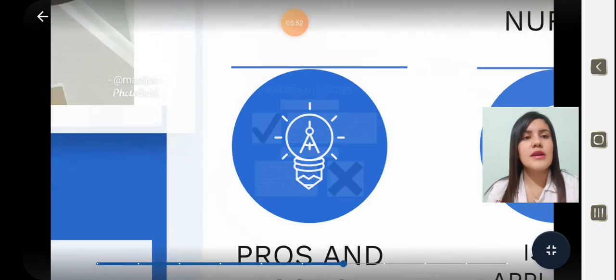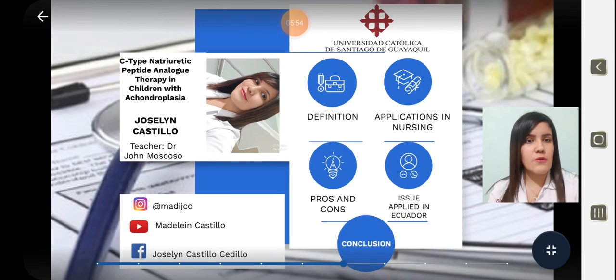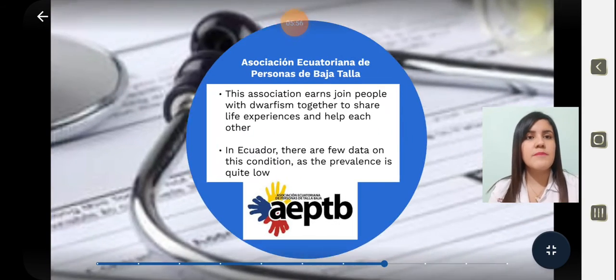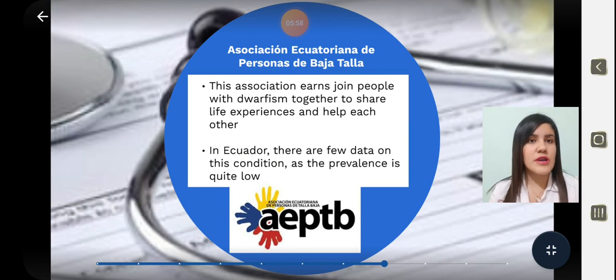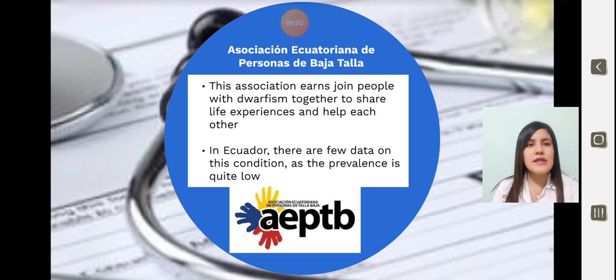Application in Ecuador. In Ecuador exists the Asociación Ecuatoriana de Personas de Baja Talla. This association urges young people with short stature to get together to share life experience and help each other. In Ecuador, there are few data on this condition as the prevalence is quite low.